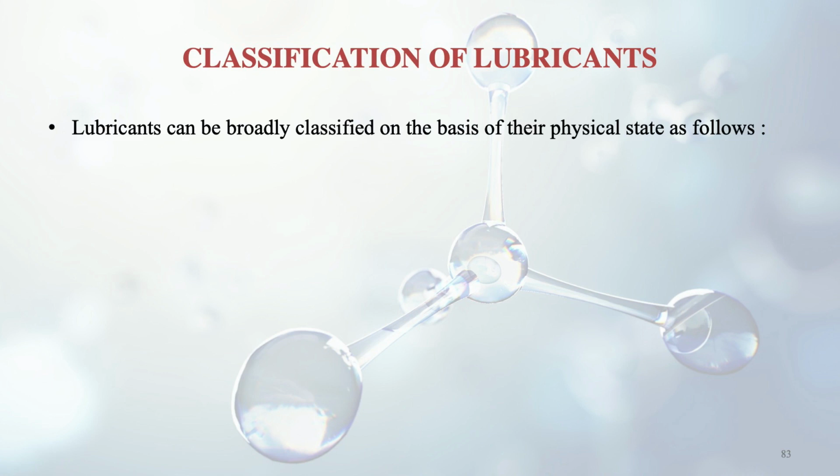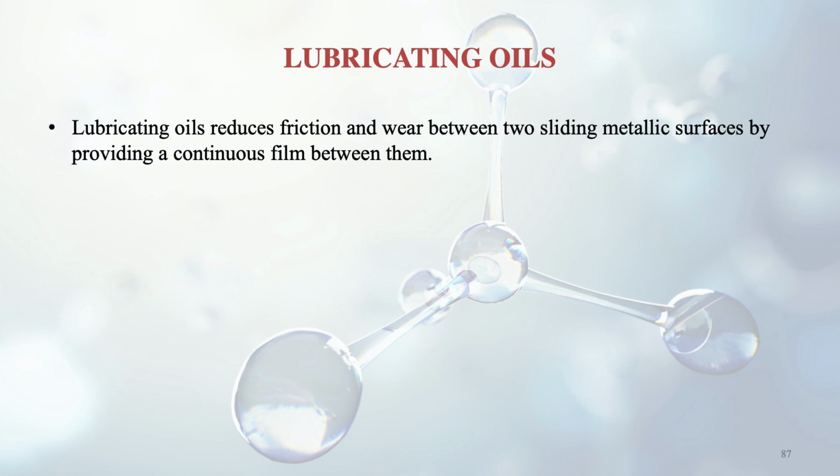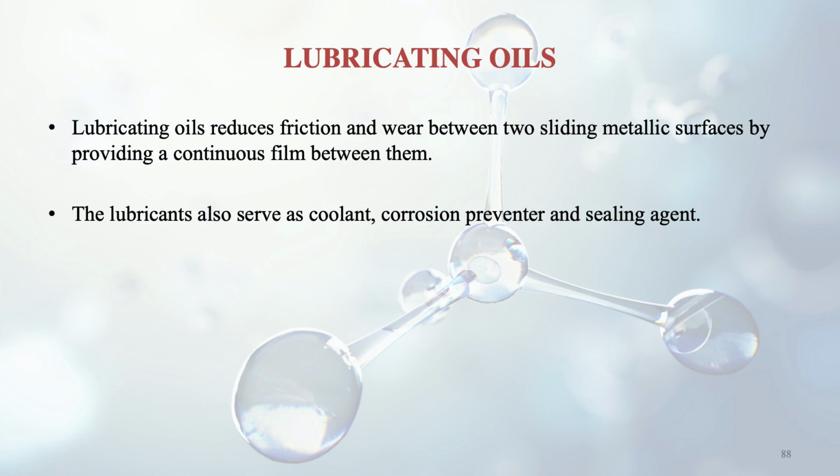Now the classification of lubricants on a different basis, that is on the basis of their physical state. They may be liquid lubricants or lubricating oils, or semi-solid lubricants or greases, or solid lubricants. So three types are there. First of all, we discuss the lubricating oils. Lubricating oils reduce friction and wear between two sliding metallic surfaces by providing a continuous film between them, like we have seen earlier also. Then the lubricants also serve as coolant at the same time.